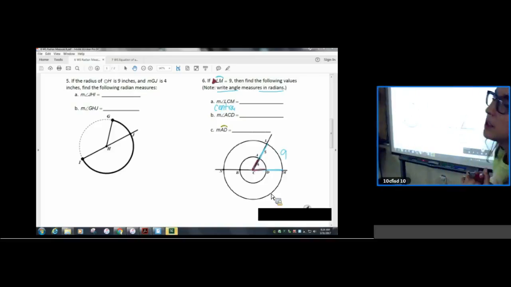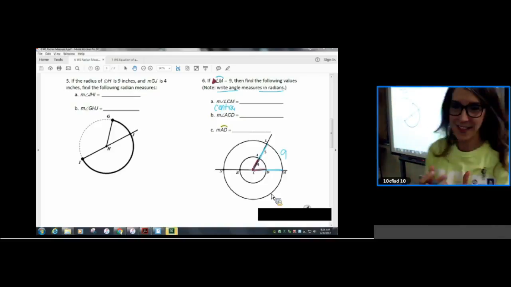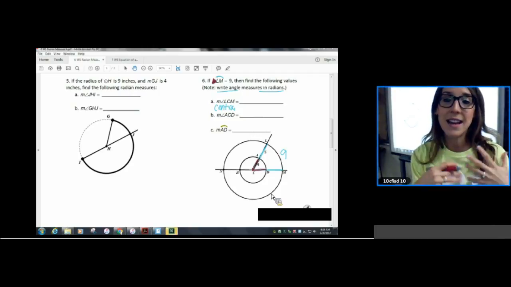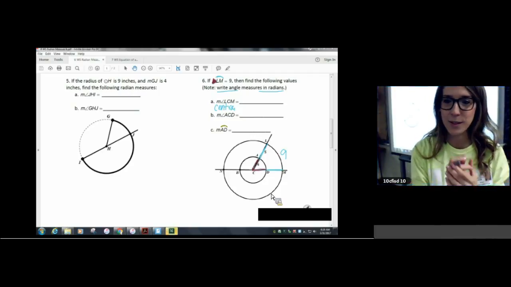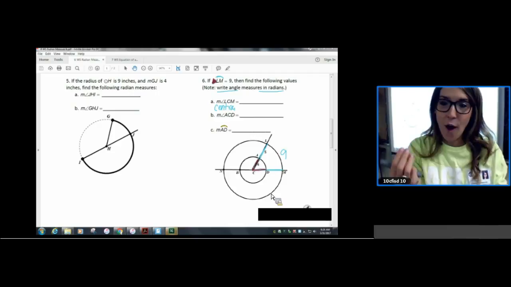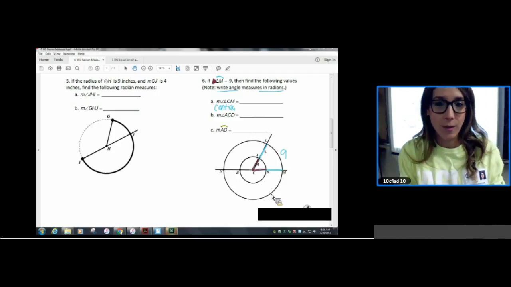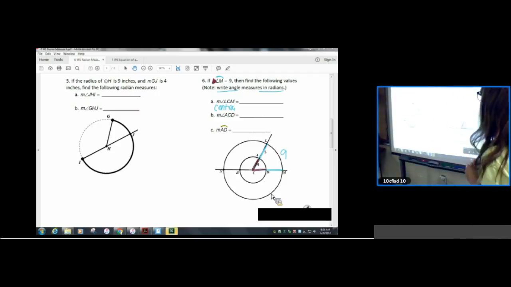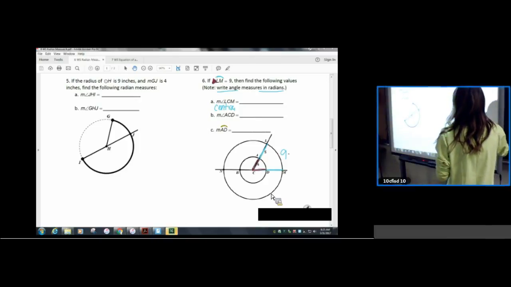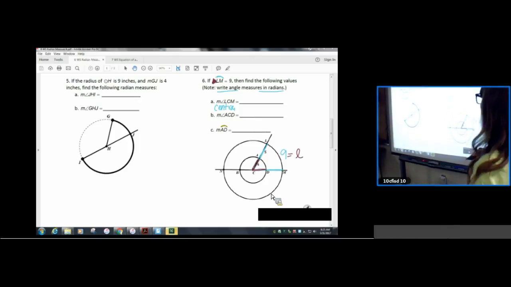Okay, so in number 6, the person who designed this worksheet meant for it to mean the arc length was 9, not the measure of the arc, because when I say measure, I mean degree, right? They meant for the arc length to be 9. So let's just say, there we go, the arc length is 9.